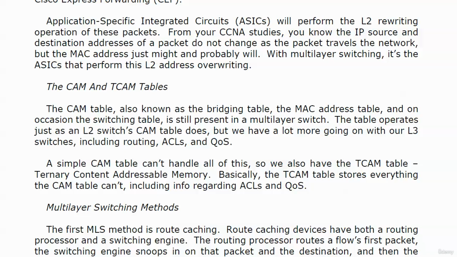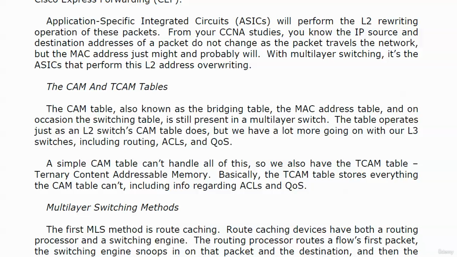Now, the CAM and TCAM tables. We know the CAM table. It's also known as the bridging table, also known as the MAC address table, alias the switching table. Well, we still have one in a multi-layer switch, and it looks just like a layer 2 switch's CAM table. But, of course, with a layer 3 switch, we have a lot more going on. We've got routing going on, we got ACLs going on, we got quality of service, all kinds of other stuff. Well, a simple CAM table isn't going to be able to handle that.